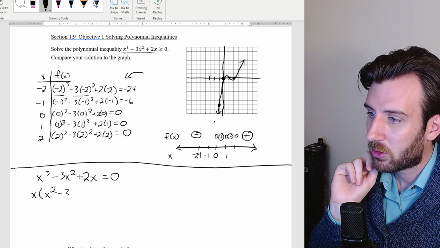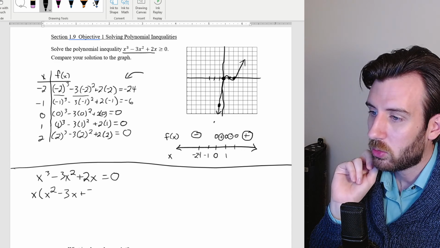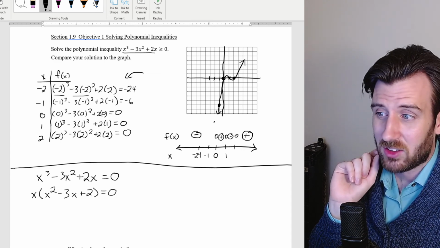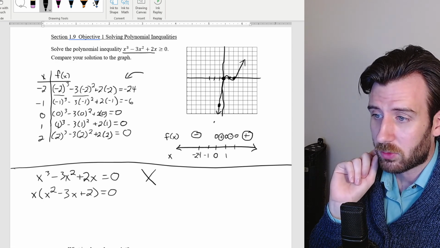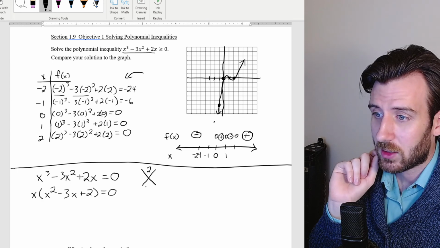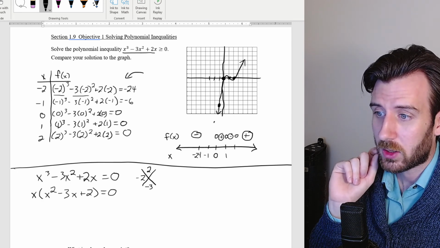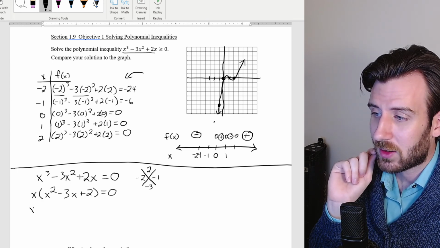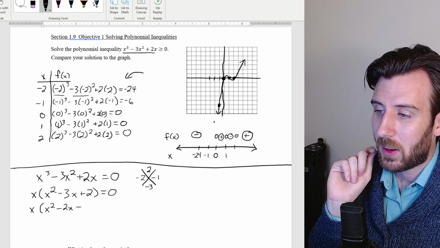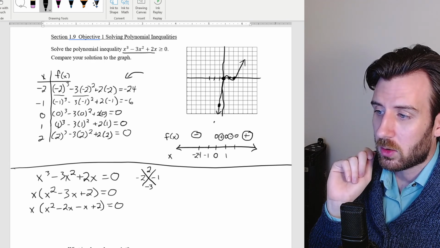So I could write this entire thing in a factored form. x times (x squared minus 3x plus 2) equals 0. And then I could do my AC method. My AC method says I'm looking for things that multiply to a times c, which is 2, and add to negative 3. So that would be negative 2 and negative 1. So I could rewrite the entire inside here as x squared minus 2x minus x plus 2 equals 0.